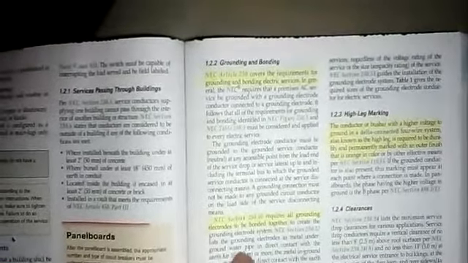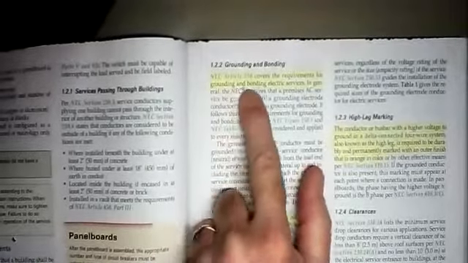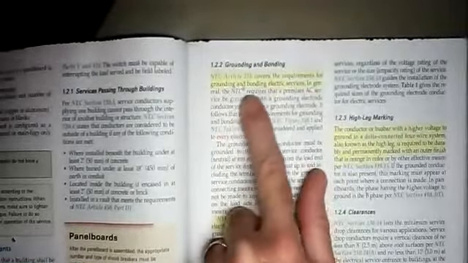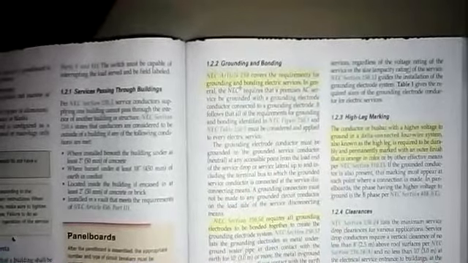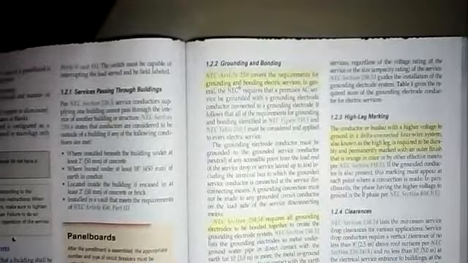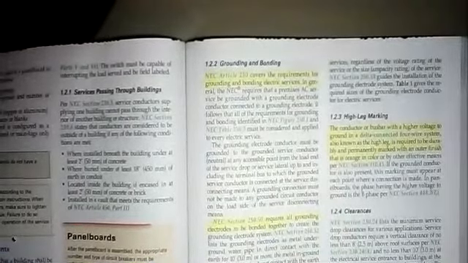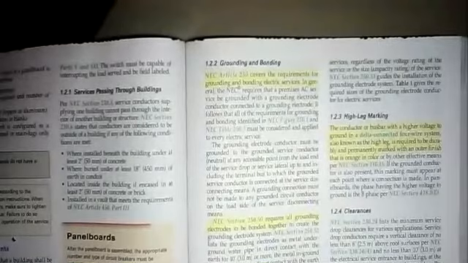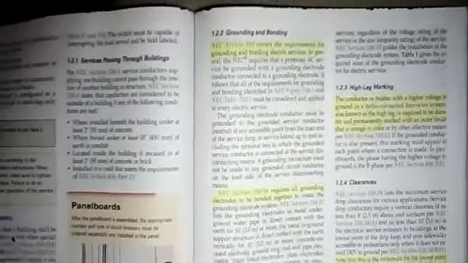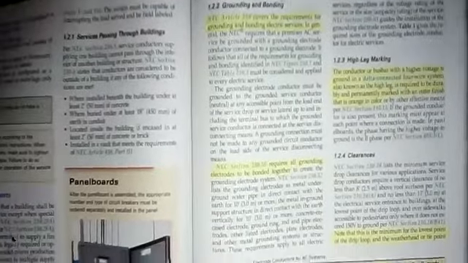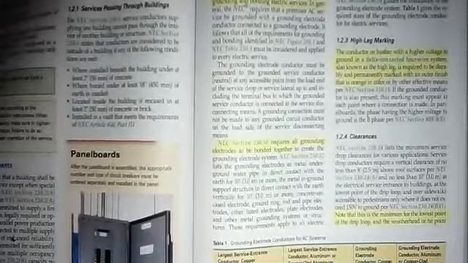Grounding and bonding. On page 9, left-hand side, very top of the page, NEC Article 250 covers the requirements for grounding and bonding electric services. Article 250 is the most important article in the code book. It is the one that will save your life. It also happens to be the largest article if you ever look at it. It's about 25 pages long, much larger than most of the other articles in the code book.